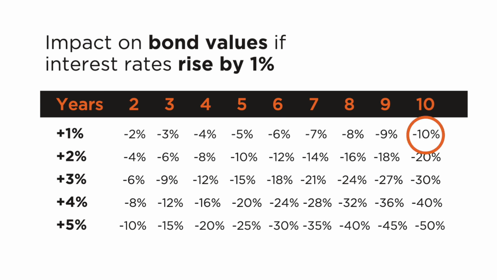When interest rates rise, bond values go down. This is called market value adjustment. And this is where a fixed index annuity can become an important part of your retirement strategy.